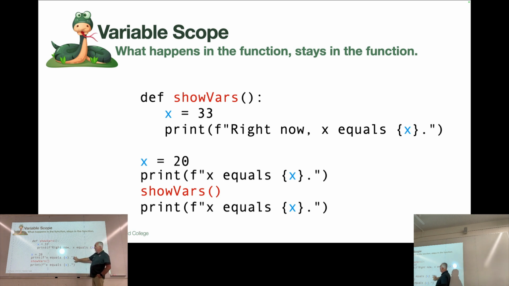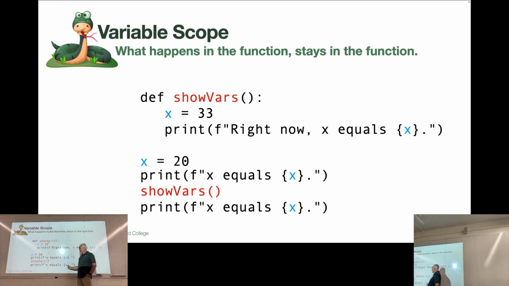So when I run this program, outside the function, I'm saying x equals 20. And then it says x equals this. Again, presumably, when it gets to this point, x is still equal to 20 because it was just the line before that. But then we have something interesting happen. I run this function, and that function says x equals 33. And then it prints it and says, right now, x equals 33.